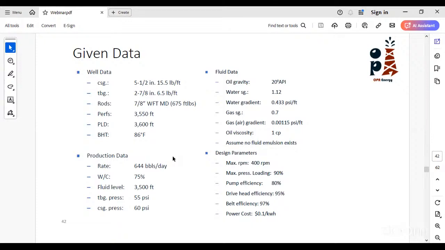The design parameters. Let's assume that the maximum RPM that you can get from your drive head on your motor is 400 RPM. Maximum pressure loading is 90%. Pump efficiency is 80%. The drive head efficiency is 95%. The belt and sheaves efficiency is 97%. And the power cost is $0.1 per kilowatt.